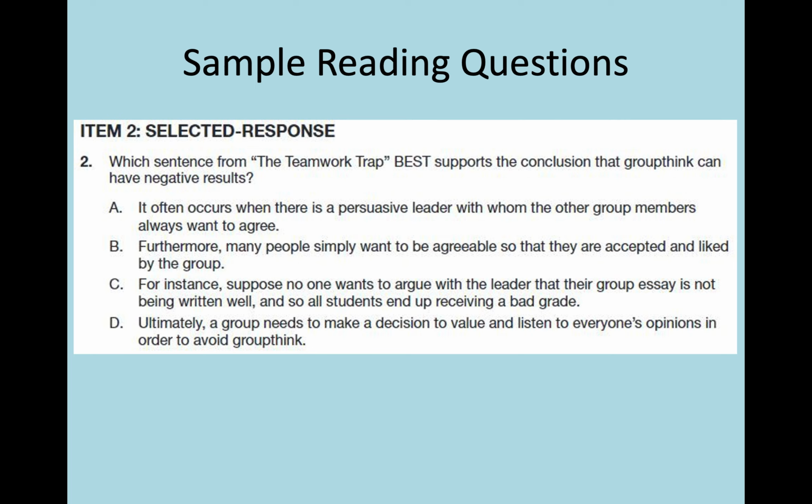So I would pick B here. Many people simply want to be agreeable so they are accepted and liked by the group, which is why groupthink occurs, because social pressure is a thing. So hopefully you picked B as the correct answer.